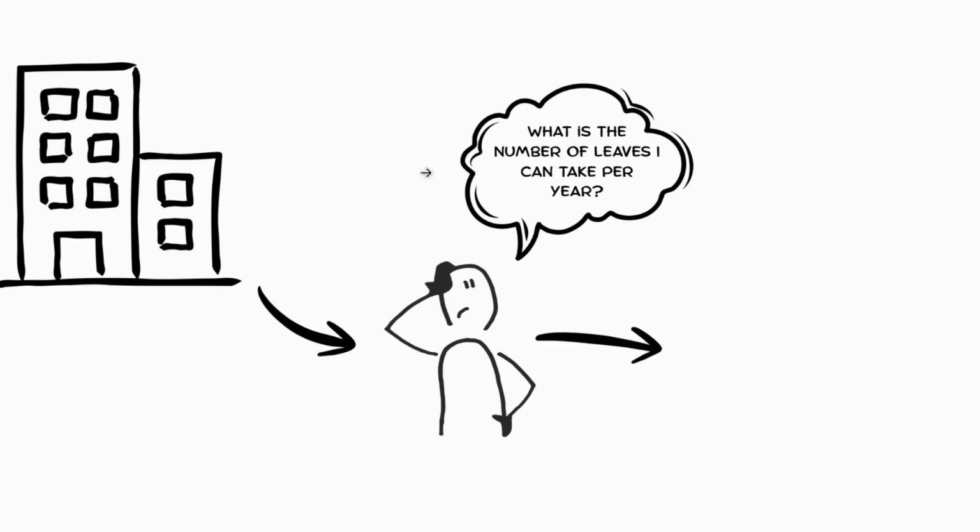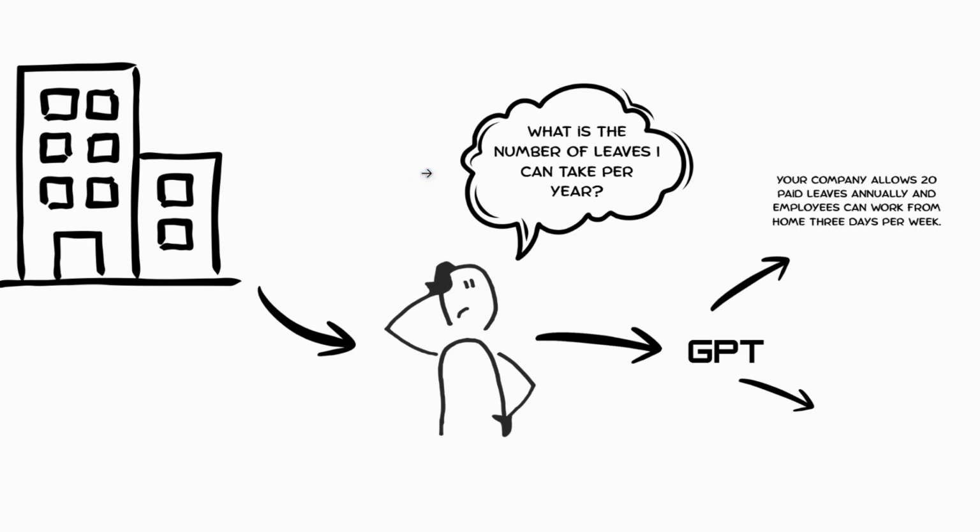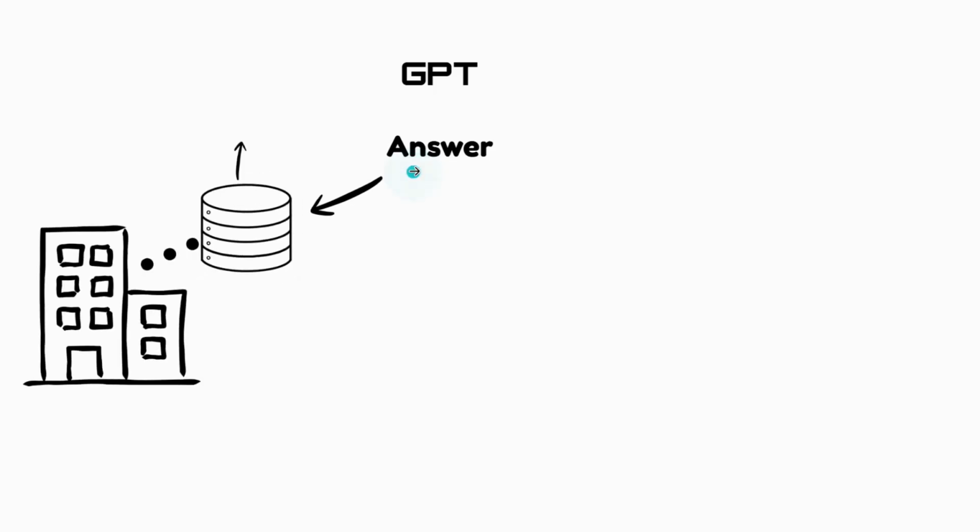If you directly go and ask any of the GPTs like Google Gemini or Claude or ChatGPT, it would give two types of answers. One is the hallucinated answer, which states that you have 20 paid leaves or annual leaves. And the second is, I don't have access to your company's internal policies. But your target here is to get the GPT answer from your company's database.